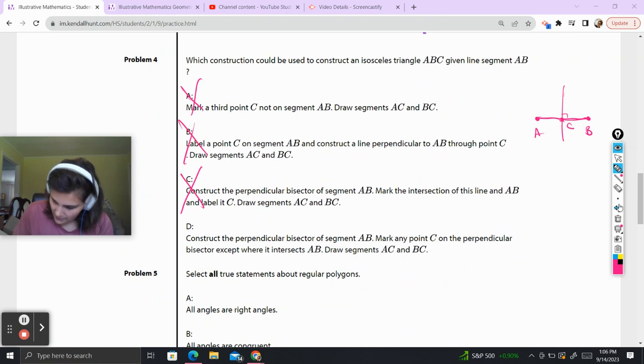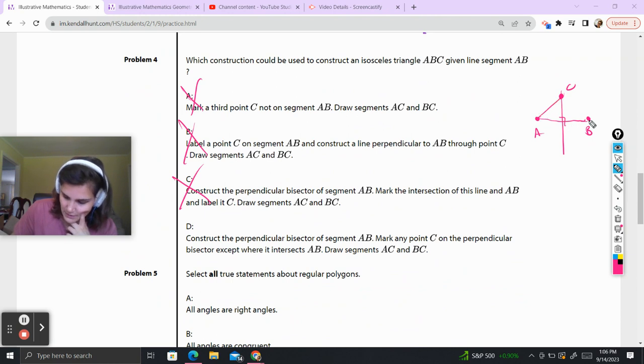Here we have: construct a perpendicular bisector of AB. So we're starting again with AB. We drew a perpendicular bisector. Mark any point C on the perpendicular bisector. So let's mark this point C, except where it intersects AB. I can mark any point except for that point right there. Draw segments AC and BC.